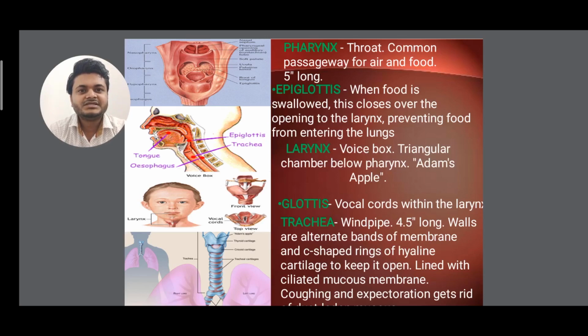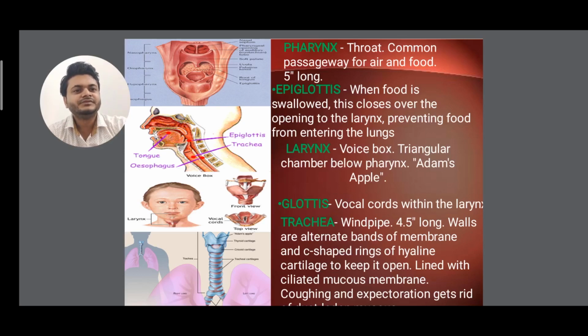Then larynx. Larynx is a voice box. It's a triangular chamber below the pharynx. It is also called Adam's apple. Next, glottis. What is a glottis? Vocal cord within the larynx. Clear? You see all the figures are given on the left hand side. But where is epiglottis? Where is esophagus? Where is tongue? Esophagus you have already studied in digestive system.